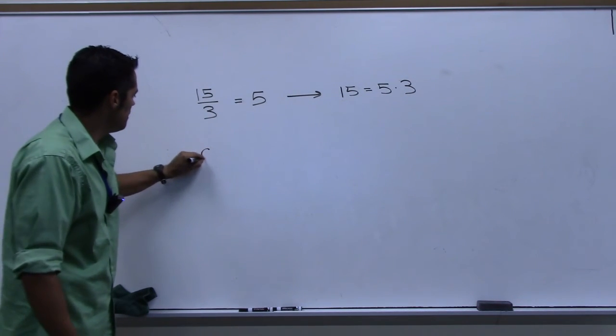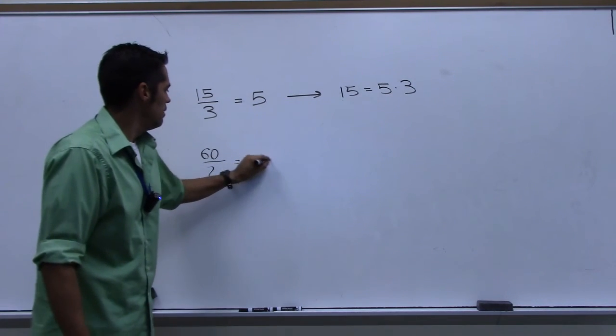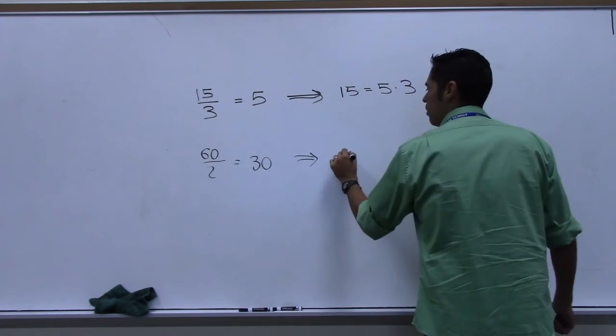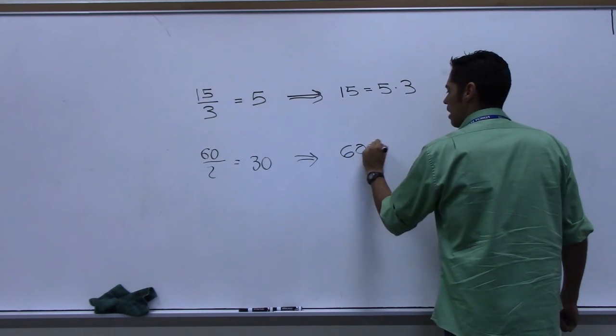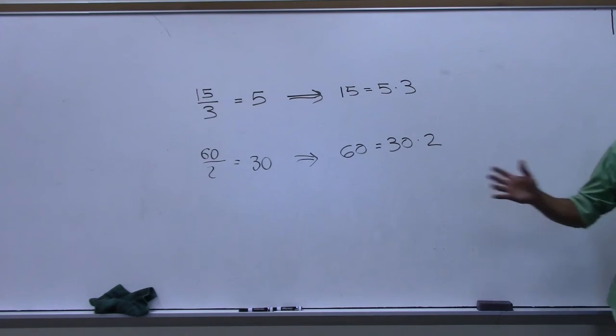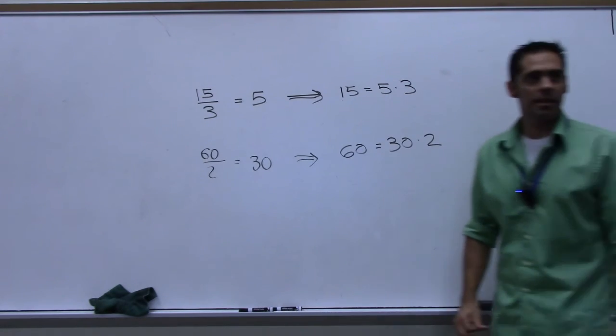The one below it is the same thing. 60 over 2, you get 30. But that, I'll use the double arrow again, implication, implies that 60 is 30 times 2. I'm not trying to insult your intelligence. I know you all follow that, but again, it's baby steps leading up to this.